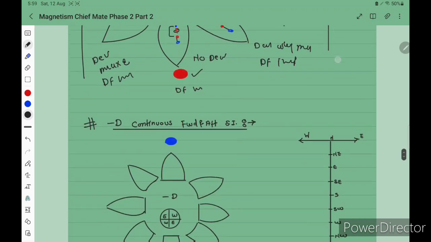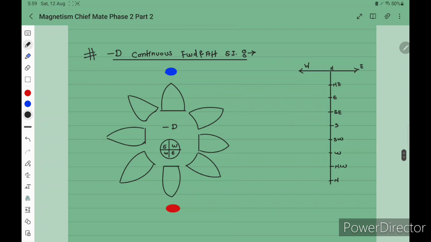Now we discuss minus D. So we make the minus D with this continuous forward and up soft iron. So make the cardinal, intercardinals. Okay, make the earth magnetism, the blue is on top, red on down, make the compass in all the cardinal and intercardinal headings, north to south, south to north, east to west. Now it is continuous forward and aft, so continuous forward and aft.